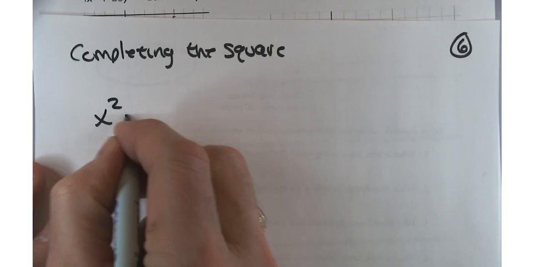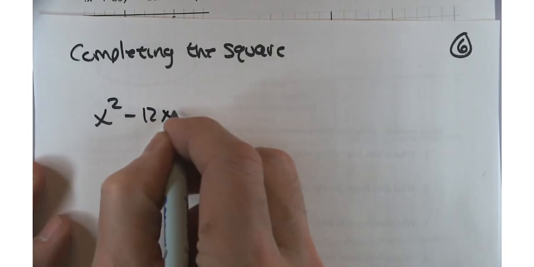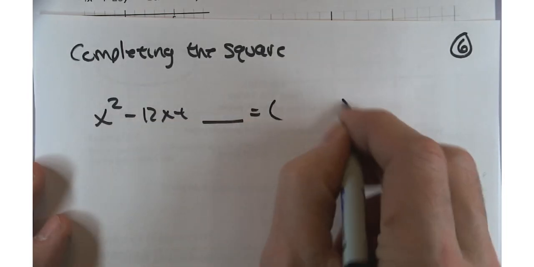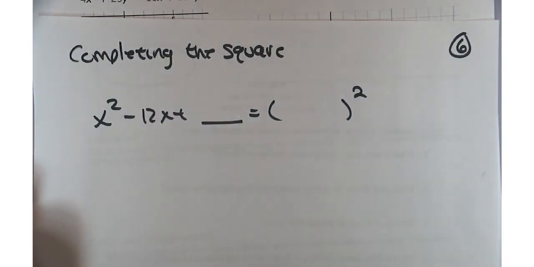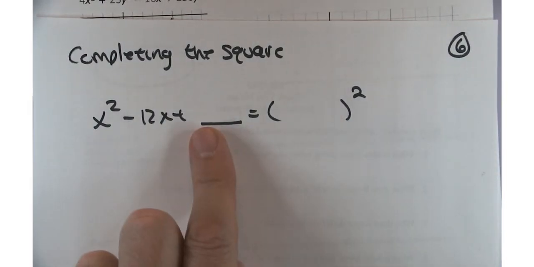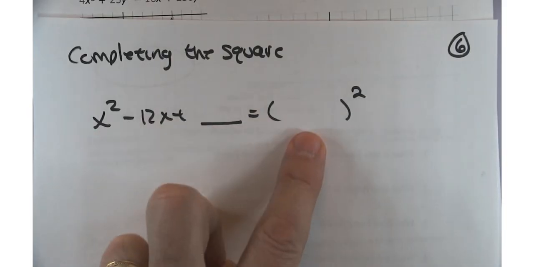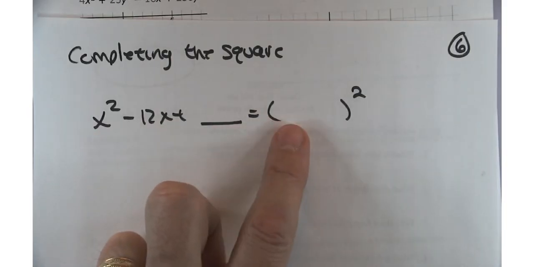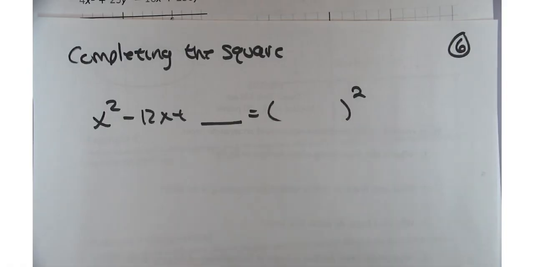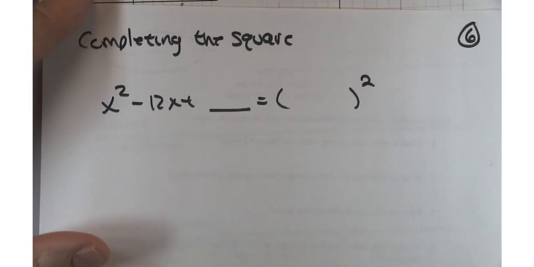Some of you who had me for Math 1150 might remember this kind of problem. I would set something up like x squared minus 12x plus something equals something squared, and I'd ask you to figure out what number to put in here, so that this factors as a perfect square trinomial, as x and then something, squared. So what's the trick in figuring out how to factor these kinds of things?